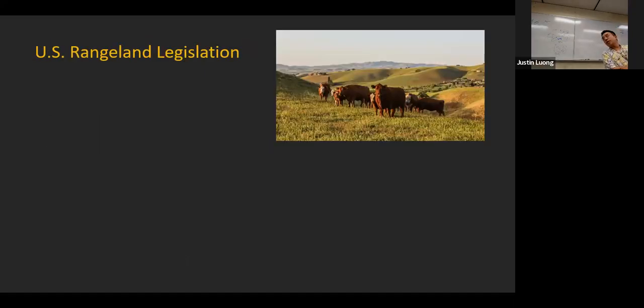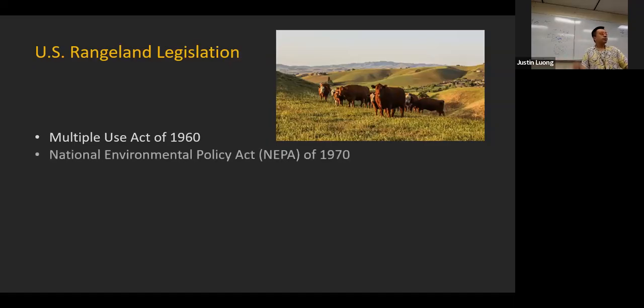So we're just going to briefly cover some legislation. The Multiple Use Act of 1960 was important U.S. rangeland legislation. It established policy and purpose for the National Forest Service to provide multiple use and sustained yield of all products. So that means any area has to support multiple products or ecosystem functions and services, and also has to be sustainable. So in this case of rangeland, it's not causing overgrazing and erosion on public property.